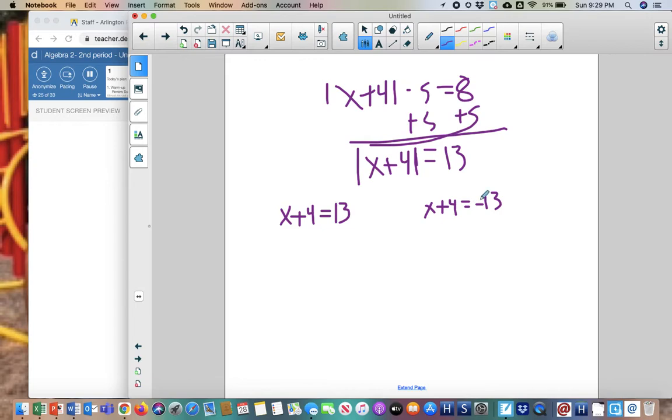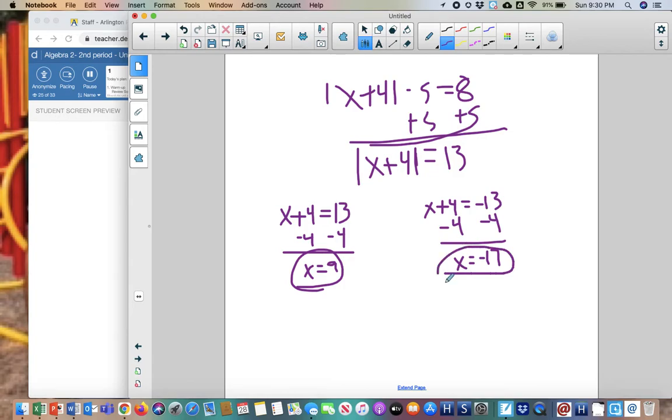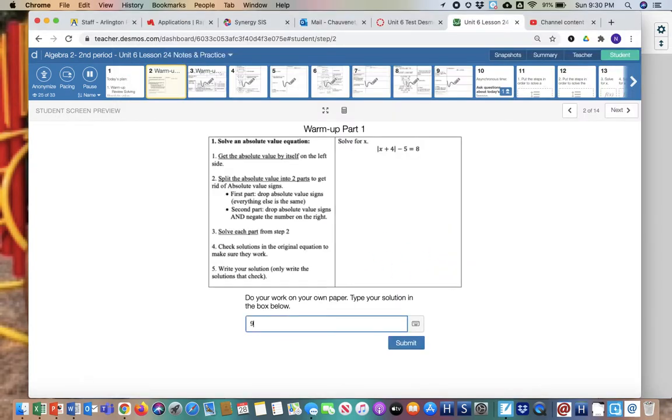Now we're just going to do the pre-algebra to solve for the variable. I subtract 4 on both sides, I get x equals 9. I subtract 4 on both sides, and I get x equals negative 17. So those would be my 2 answers. It asks you to just type them in, so those would be your 2 answers there.